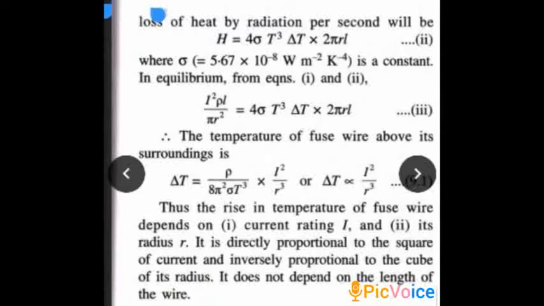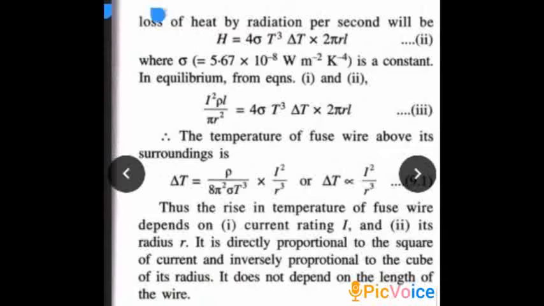Now when the wire gets heated, that heat is going to be radiated into the surroundings. Now that loss of heat is given as 4 sigma T cube, where T is the temperature of the surrounding, delta T is the rise in the temperature due to the increase in current, and 2 pi r is that area of cross section, and L is the length. And this sigma is a constant which is 5.67 into 10 raised to minus 8 Weber per meter square Kelvin raised to minus 4.